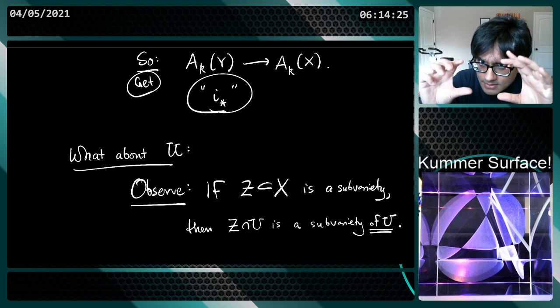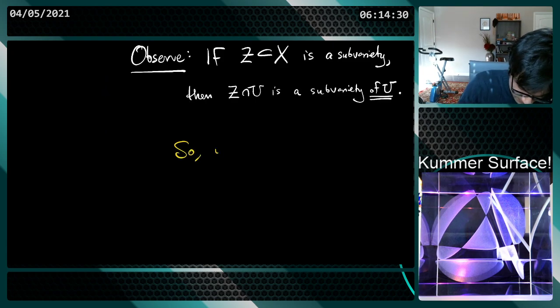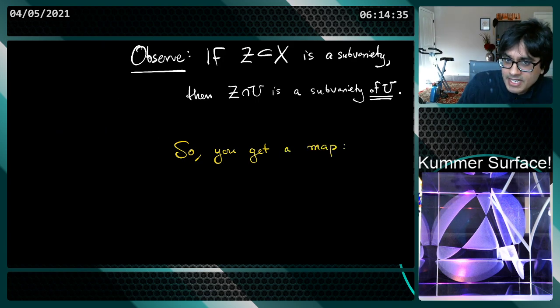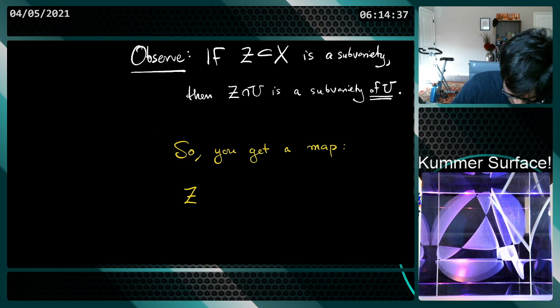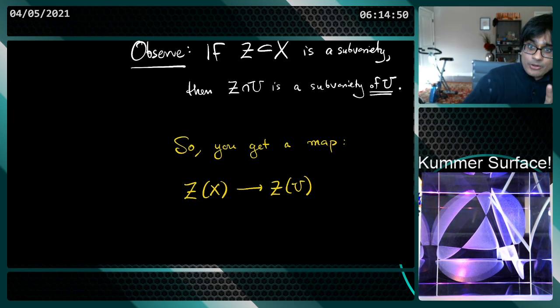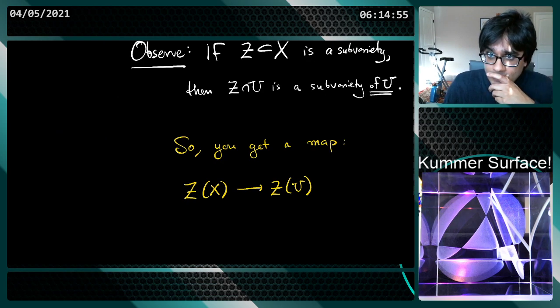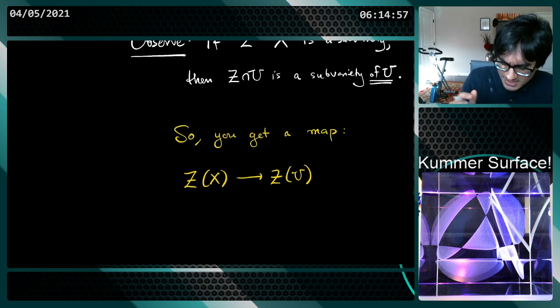on cycles, by extending linearly. Just by formal combinations. Okay. Now, this assignment respects rational equivalence as well. This one's just a little bit less obvious.